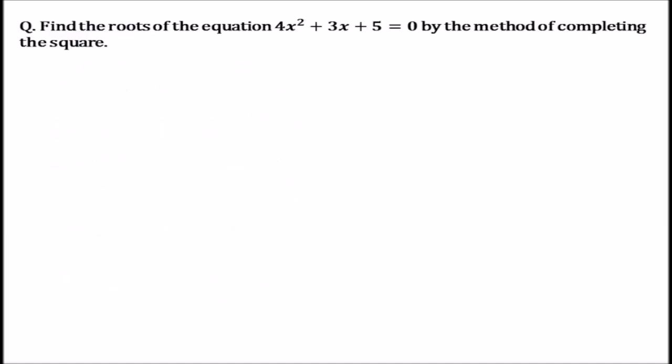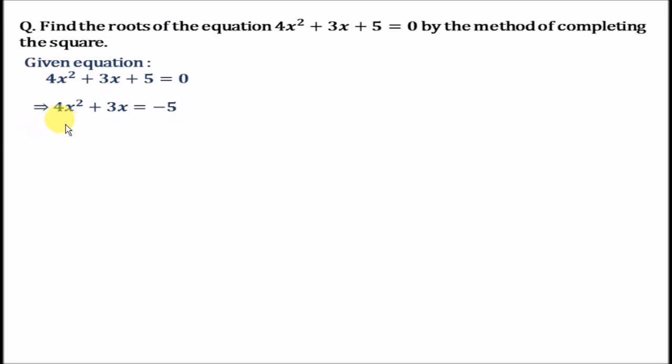The next question is, we need to find the roots of the equation 4x squared plus 3x plus 5 equals to 0 by the method of completing the square. The given equation is 4x squared plus 3x plus 5 equals to 0. In the first step, we will shift the constant to the right hand side. On doing so, we will get the equation in the form 4x squared plus 3x equals to minus 5. Taking plus 5 to the right hand side, we will get minus 5.